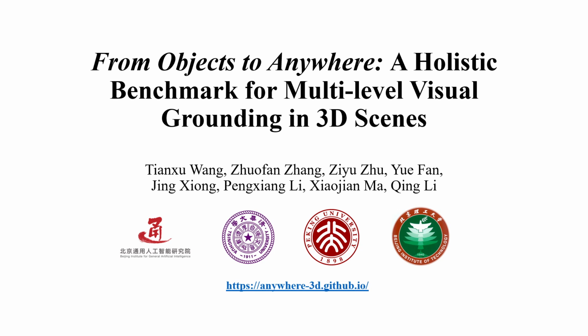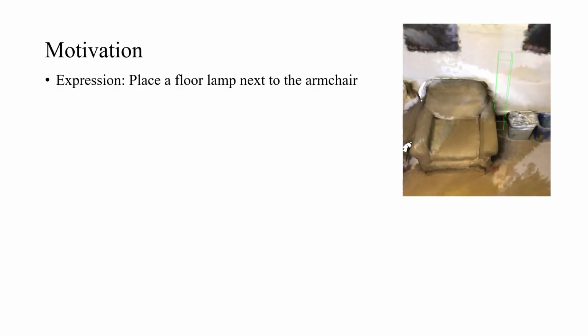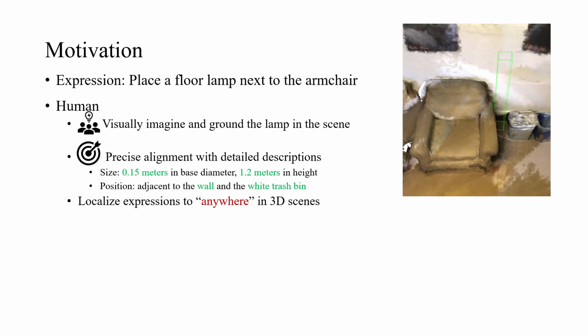We introduce Anywhere3D, a comprehensive benchmark for evaluating multi-level visual grounding in 3D scenes. Our motivation for Anywhere3D stems from everyday scenarios in which humans can accurately align referring expressions with 3D scenes. For example, when instructed to place a floor lamp next to an armchair, humans can visually ground the lamp in the scene by estimating its base diameter and height and imagining its precise alignment with the armchair. Humans naturally perceive, reason about, and localize expressions to anywhere in 3D scenes.